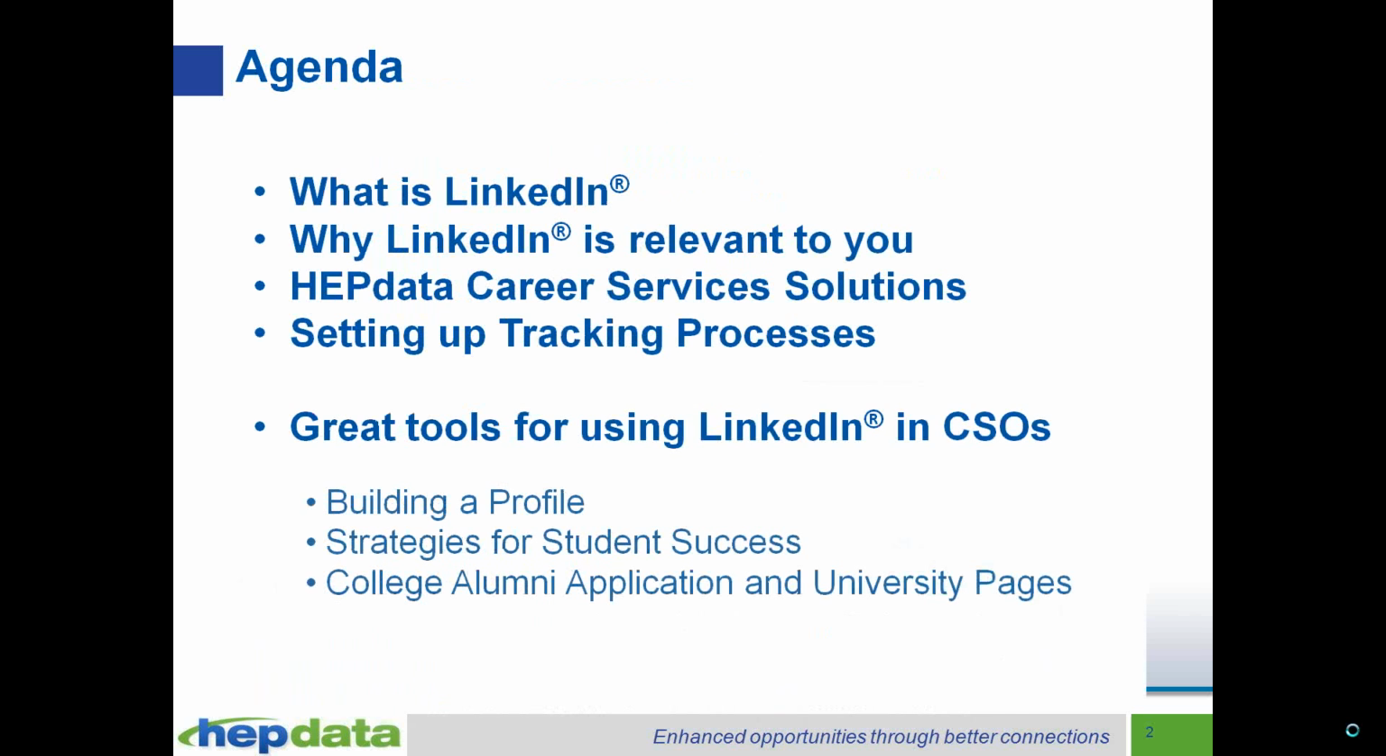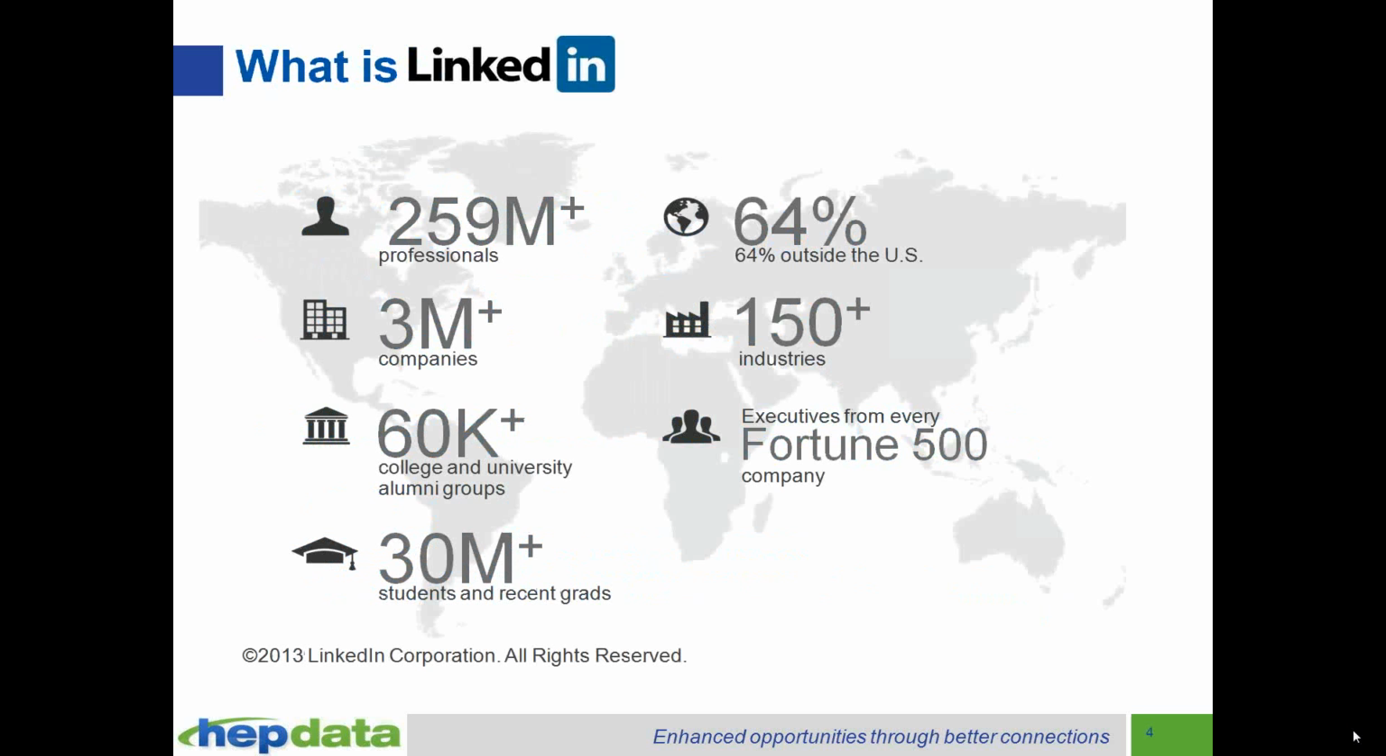So quickly, just to go over the agenda for today, I'm going to talk a little bit about what is LinkedIn and why LinkedIn should be relevant to you. LinkedIn is one of the main data sources we use to try and track outcomes. I'm going to go over the HEP Data Career Services Solutions, so let you know a little bit about how we can help and how we've used it here at UAB. We're going to talk a little bit about setting up a tracking process for your university if you don't have one in place, and then I'll go over some great tools for actually using LinkedIn as part of your career services offerings. So first off, what is LinkedIn?